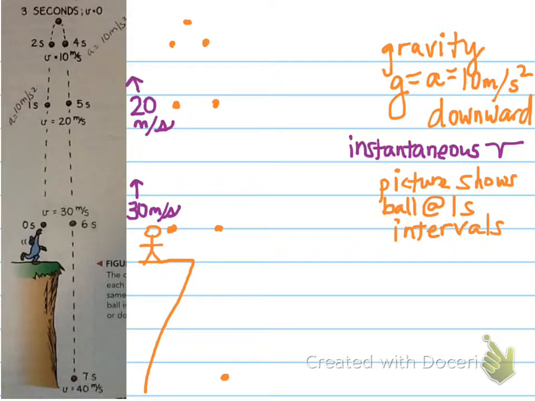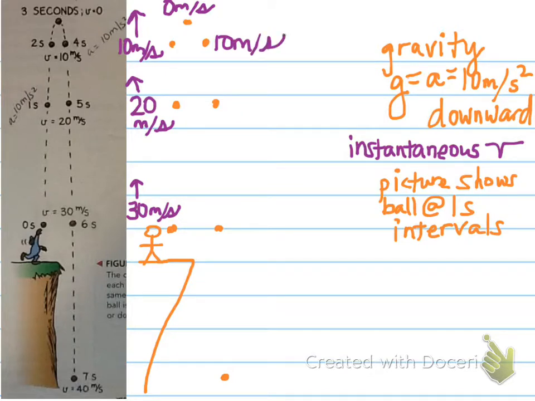Our next second, we're going to lose 10 more meters per second of speed. So we're at 10 meters per second, and it's still acting upward. Now, what did we say happens at the very top? We have no speed. It stops. So this is 0 meters per second. Now it starts to fall, and gravity is going to accelerate it. It's going to make it pick up speed. How much speed? 10 meters per second every second it falls. So 10 meters per second.